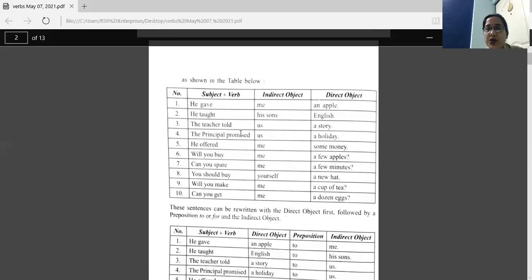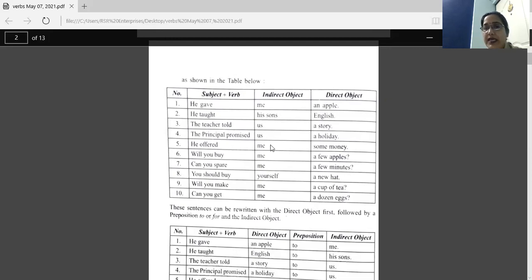The teacher told us a story. Told us what? A story. So a story is the direct object. And to whom was it told? Us. That is the indirect object. The principal promised us a holiday. A holiday, direct object, and us, indirect object.